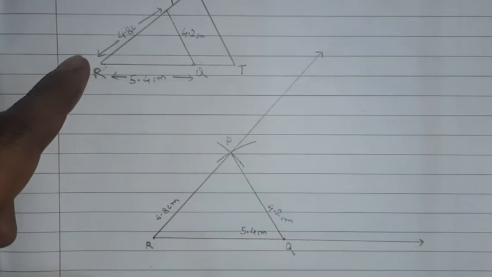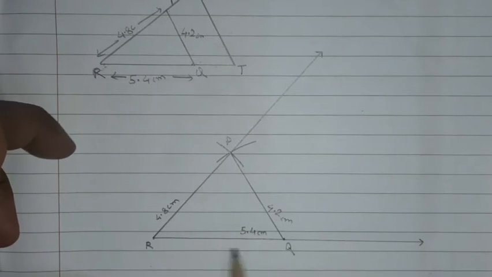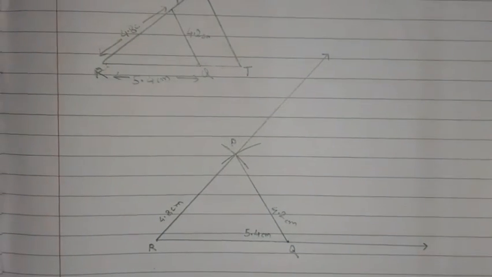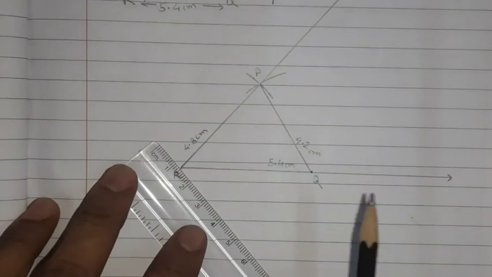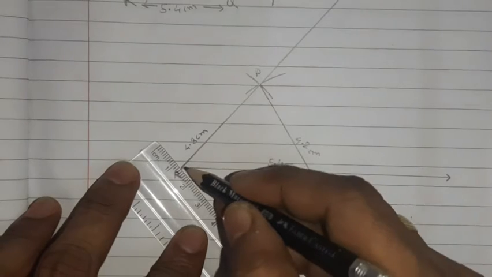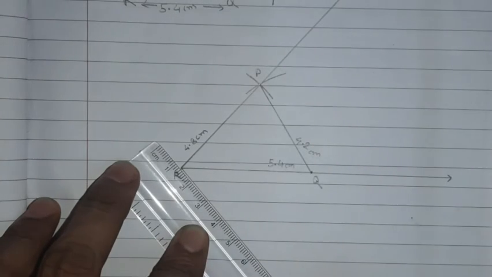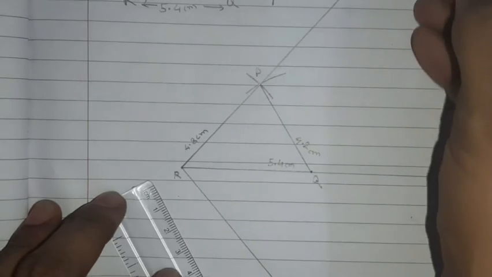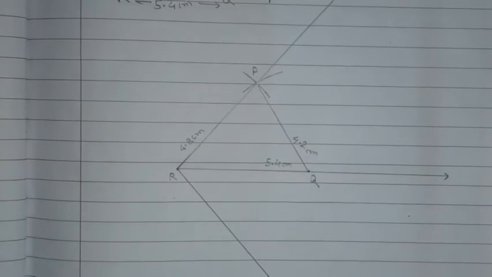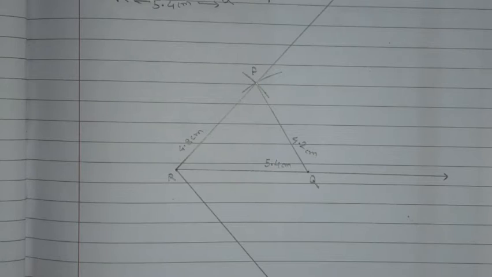Got it? Therefore, we have to divide this segment in 4 equal parts. Now, for that purpose, all of you know that here we have to draw one ray like this. The angle should be acute angle and then 3:4 is the ratio. Therefore, we have to make the 4 parts, which is the greater one.